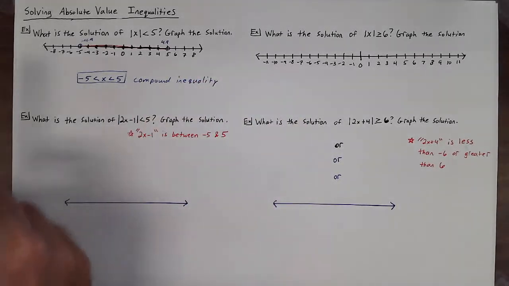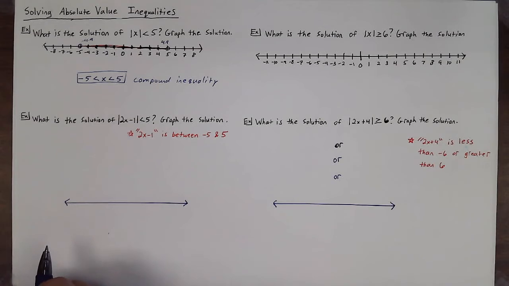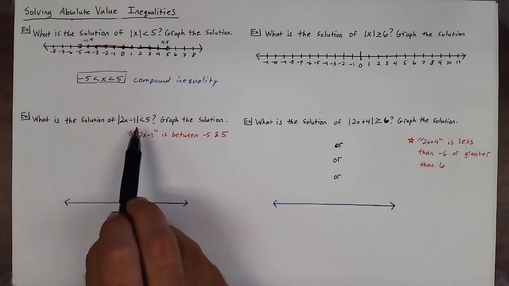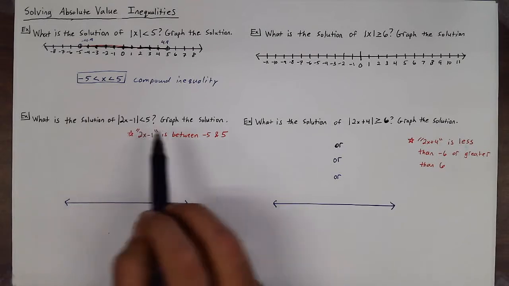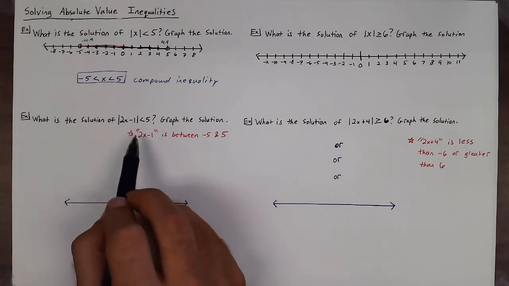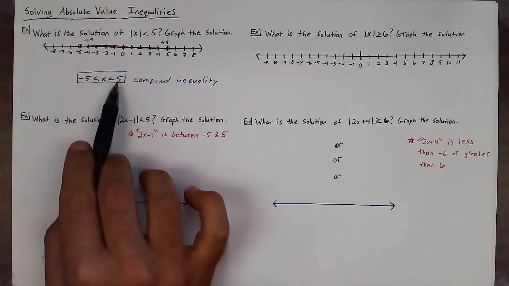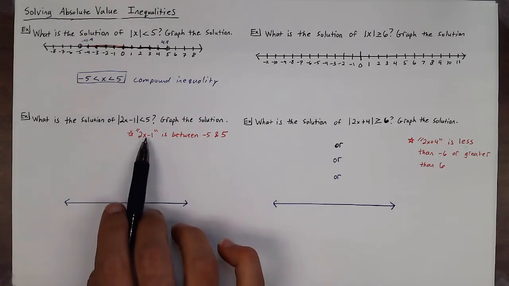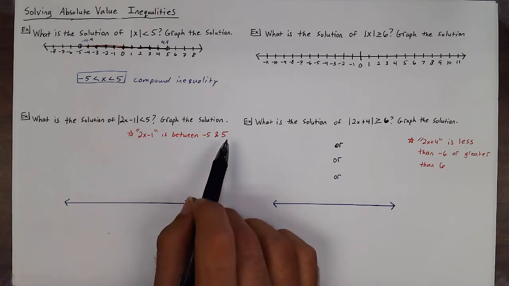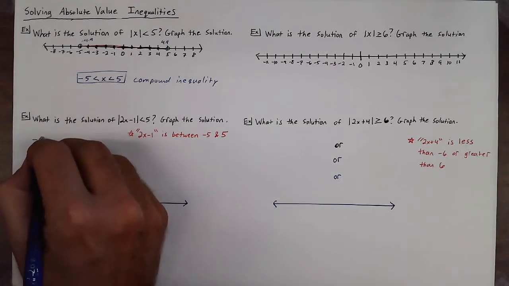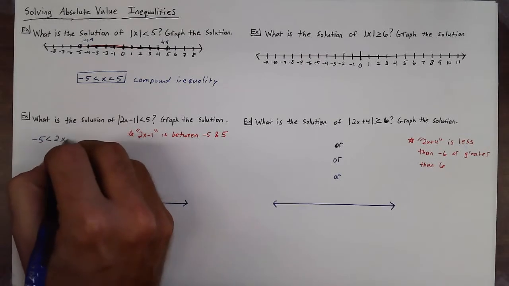Now, let's look at the next example. What is the solution of the absolute value of 2x minus 1 is less than 5? Now, this just means that 2x minus 1, just like before, x was between negative 5 and 5. Now 2x minus 1 would be between negative 5 and 5. So as we write our compound inequality, we'll have negative 5 is less than 2x minus 1, which is less than 5.